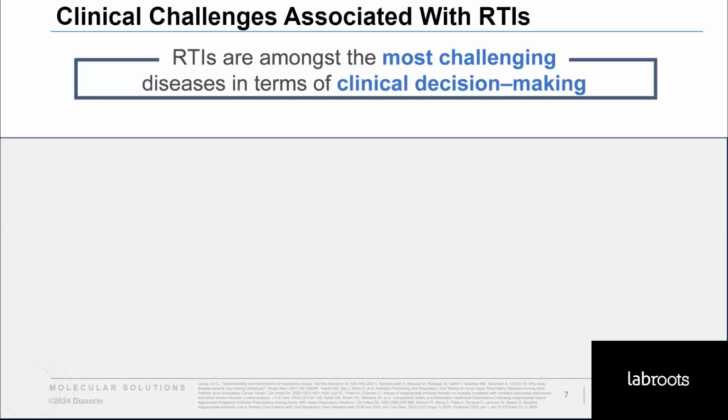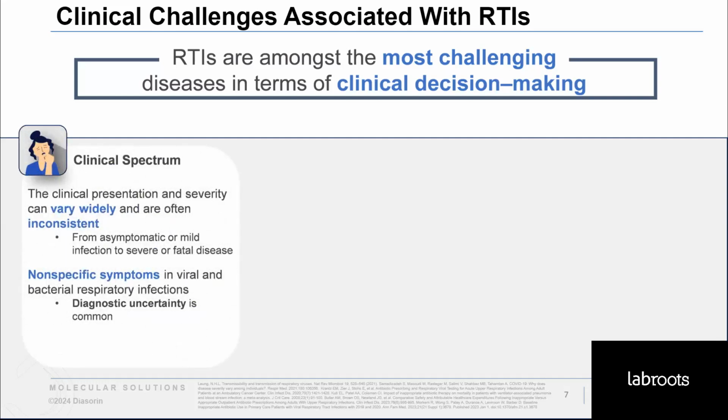Now, respiratory infections present some of the most complex diseases when it comes to making clinical decisions. What do I mean by that? Well, the clinical presentation and severity can actually vary widely. The clinical spectrum is very inconsistent from person to person. Symptoms range from no symptoms at all, to mild infections, to severe or even fatal disease. This inconsistency is usually influenced by various factors such as the causative agent or even the host immune response, as an example. Not only that, but patients can also exhibit non-specific symptoms.